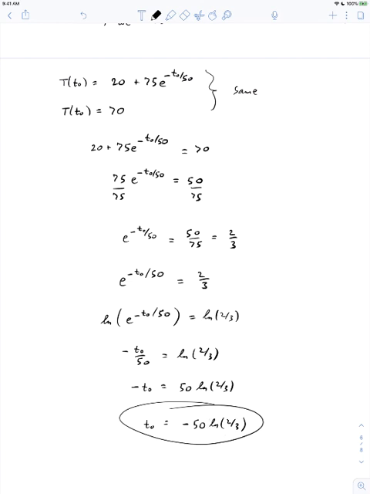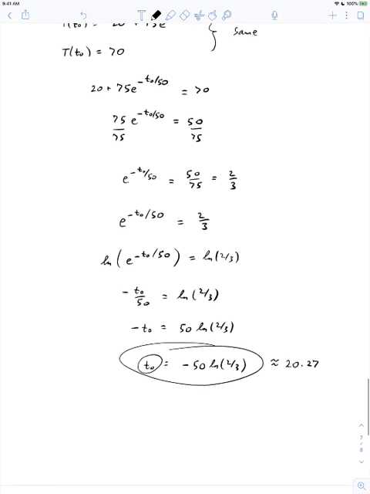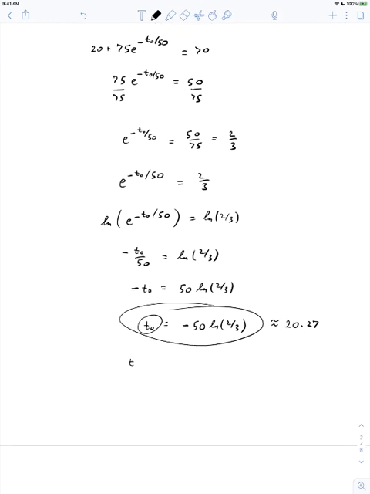What we need to do in order to answer the question is to actually evaluate this and see what time it is. t0 will tell us how much time has passed, and then we need to compare that to what time it is on the clock. If you compute this using a calculator or a computer, you should get that this is approximately 20.27. So your coffee is 70 degrees Celsius approximately 20.27 units of time after this has begun.